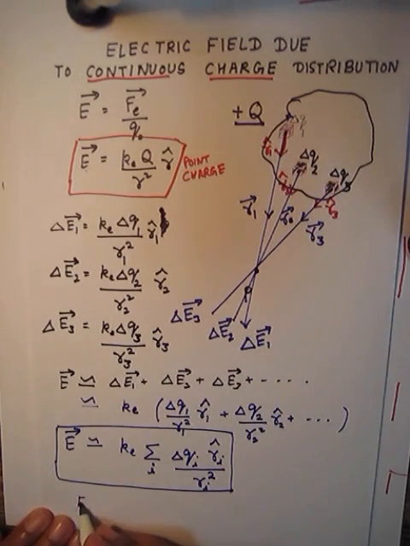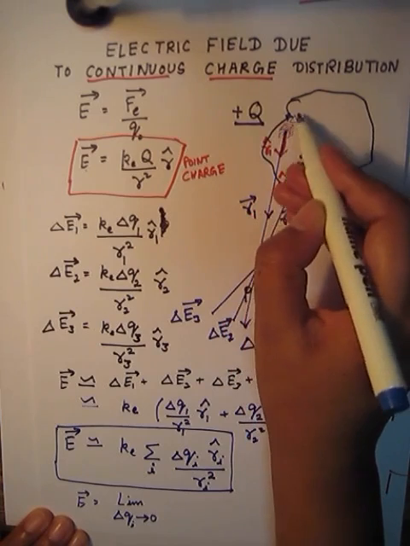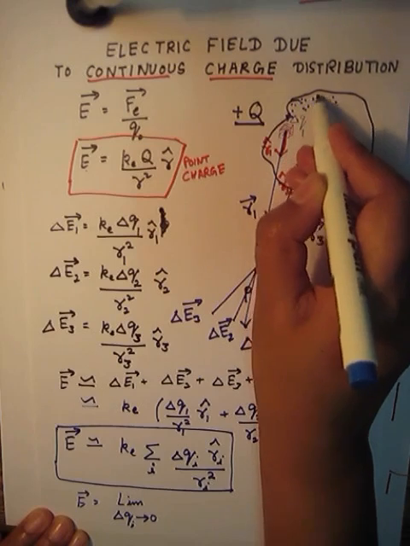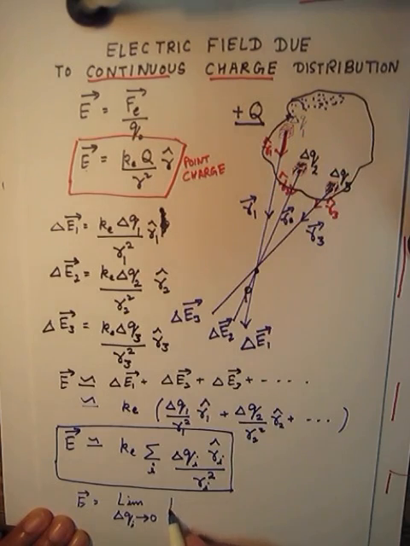So electric field will be equal to, take limit delta Qi tending to 0, so that this small volume becomes so small that when we add all of them, it becomes almost like a dot, and it will take care of the whole of the area. So it will be Ke summation I delta Qi Ri unit vector upon Ri squared.